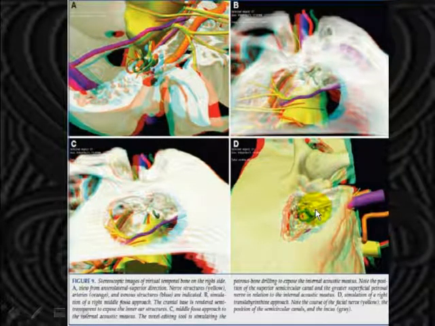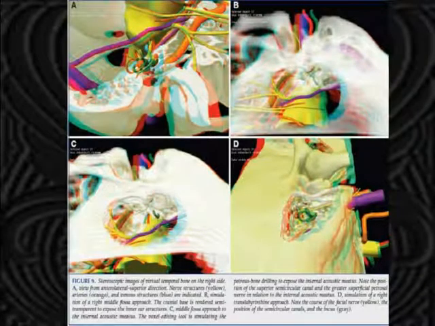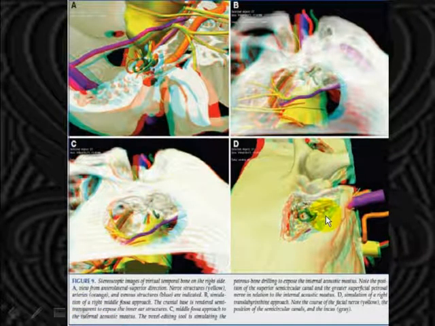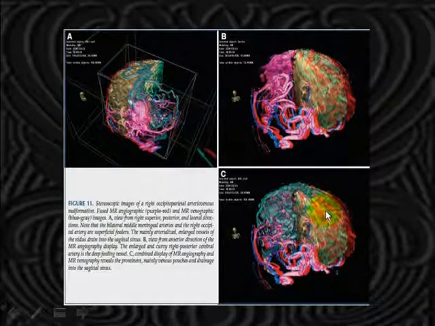So you could now simulate procedures, not only understanding anatomy, but be able to simulate the operation and plan an operation, deciding for yourself which approach is better, whether it's a subtemporal or a translab approach. And this is the same AVM that we have had with a plan in virtual reality.